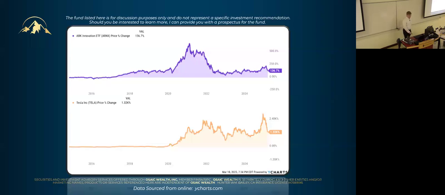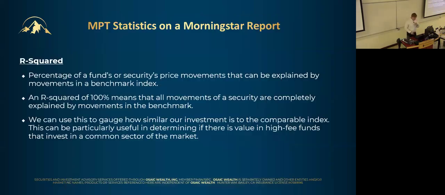Yep. So the next statistic that we can look at is something called R squared. This one's a little confusing to understand, but it's the percentage of a fund's or security's price movements that can be explained by movements in a benchmark index. So you can kind of think, if I've got, say, a managed growth fund or some kind of managed fund over here, and then I've got the S&P 500, it's basically saying, how much of the returns that I see over here are just explained by what's happening in the index?